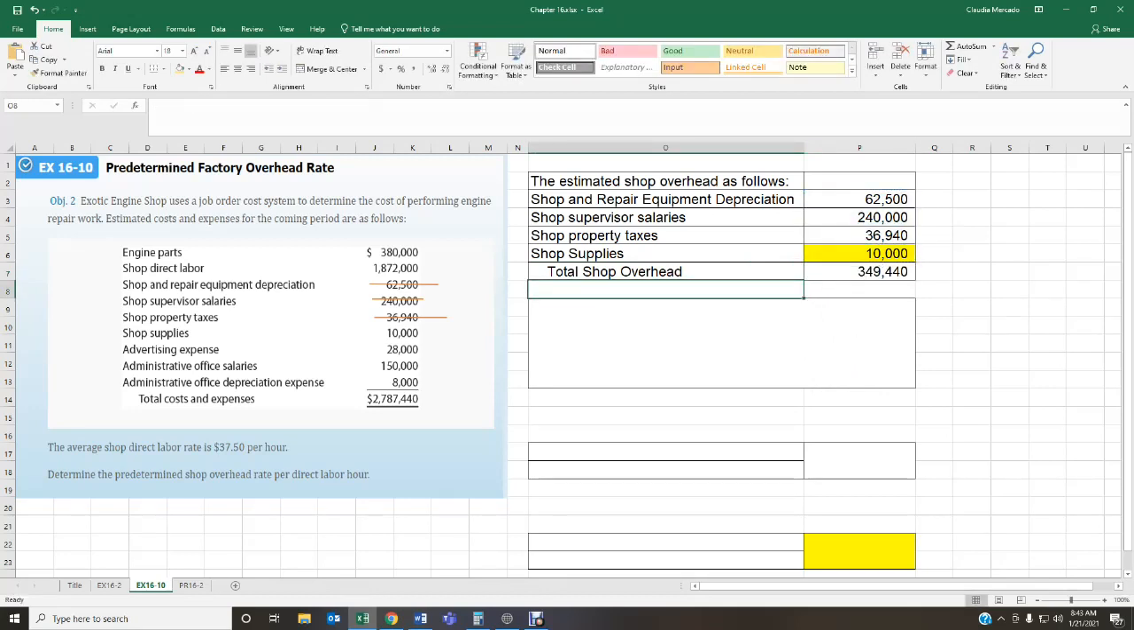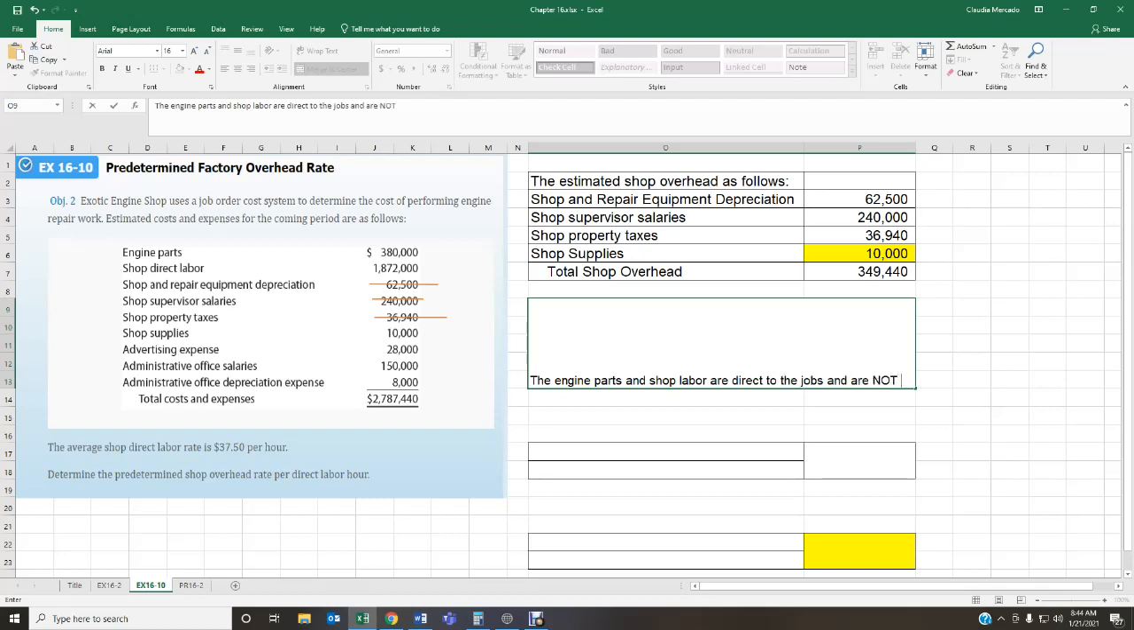And that gives me 349,440. Okay. Now it's important to know that the engine parts and the shop labor are direct to the jobs and are not included in the shop overhead rate. Those are your direct materials and direct labor.